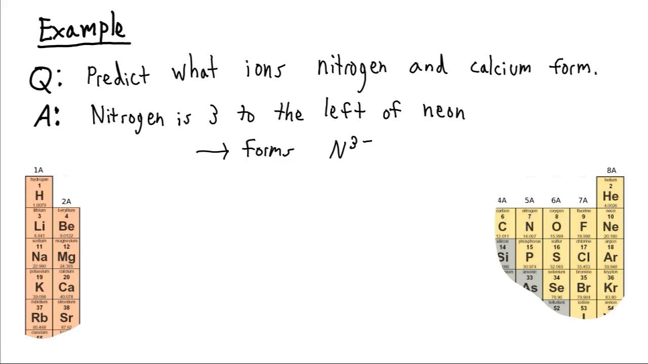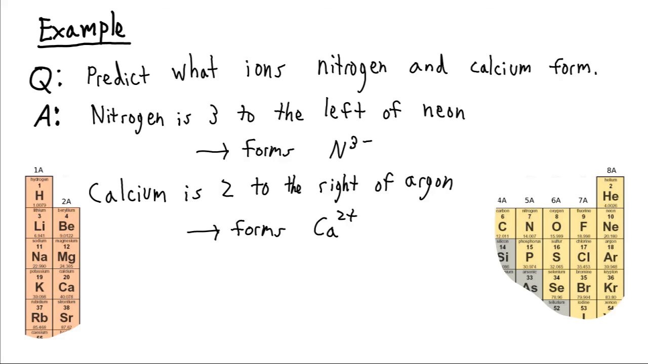Now let's look over for calcium. That's in group 2A of the periodic table. So it needs to lose 1, 2 electrons. And then it can look like argon over here. So calcium is going to form calcium 2+, having given up 2 negative charges.